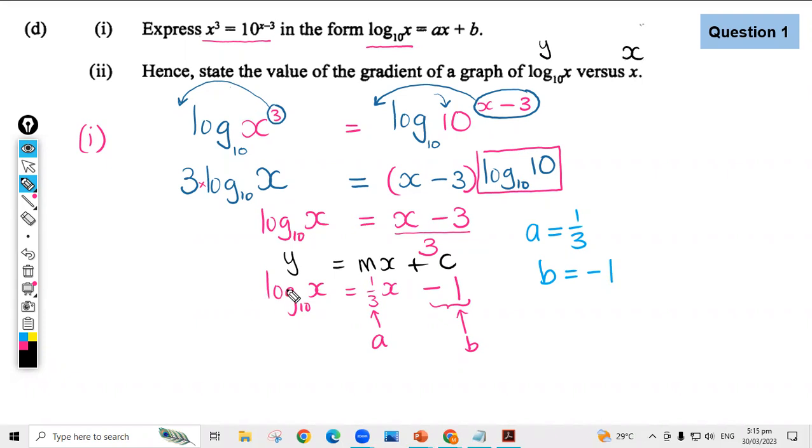So in other words, log x to the base 10 is y. So we have y is equal to mx plus c. How much is the gradient? Isn't the gradient the item touching x? So that means your gradient, I'm answering part 2 here, would be 1/3. Right, so if you got it wrong, make sure you understand it, take down all the working and communicate with me that you understand it and you're ready to move on.